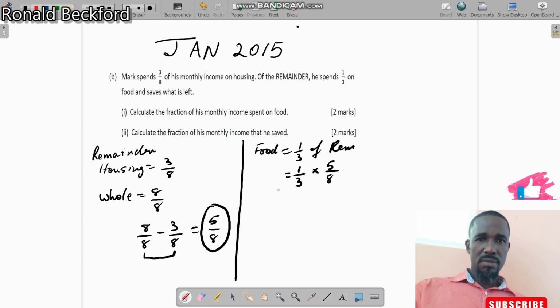Whenever we are multiplying fractions, we multiply numerator by numerator and denominator by denominator. Therefore, 1 times 5 gives us 5, and 3 times 8 gives us 24. So the fraction of his income that was spent on food was equal to 5/24. Now we need to calculate how much was saved.